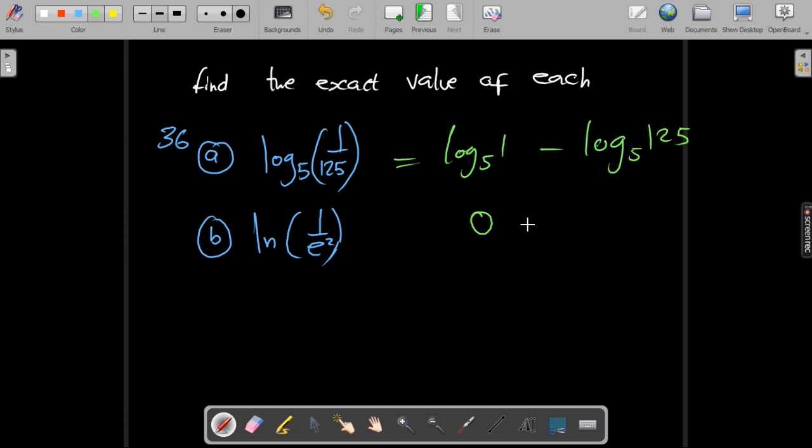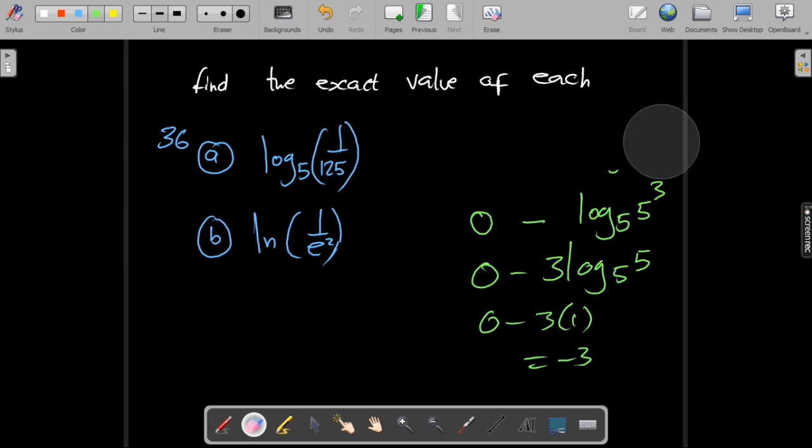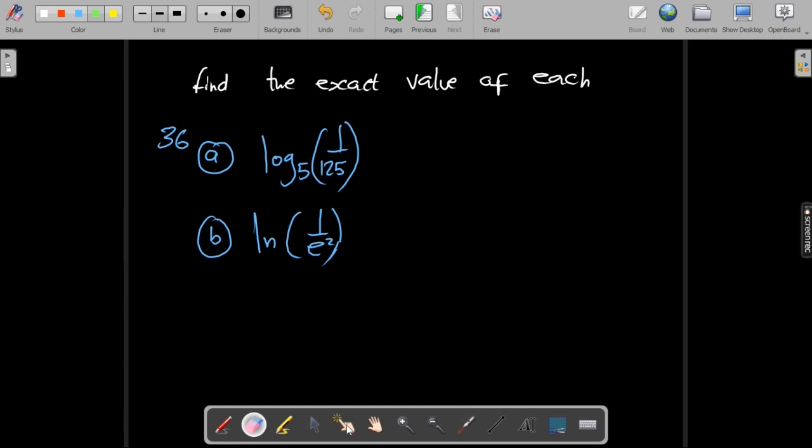And here at this point, you're going to have 5 to the power 3. And you can once again multiply the power. And this here is still 1. Your answer is minus 3. So those are just two ways that I can think of, and you can choose whichever one you want.